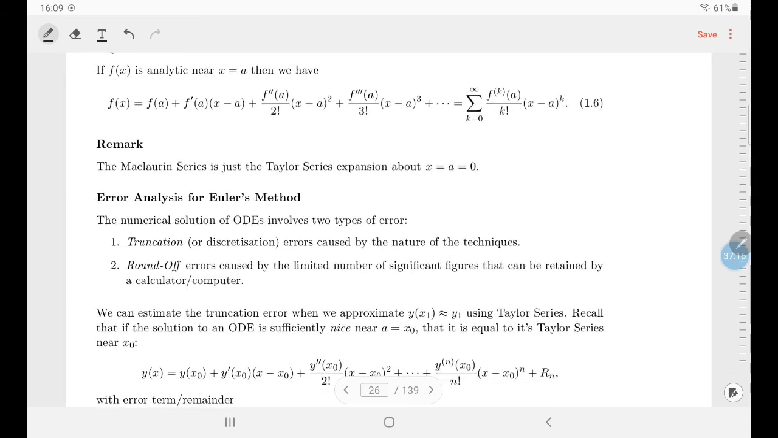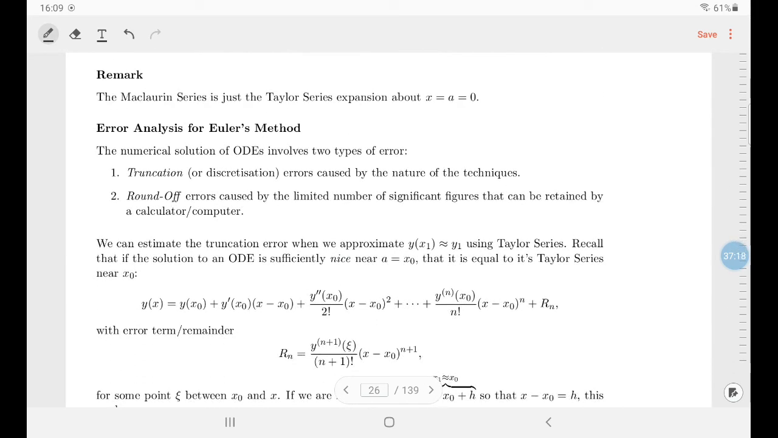So in the next lecture, we're going to use some of those ideas to analyze the error in Euler's method.